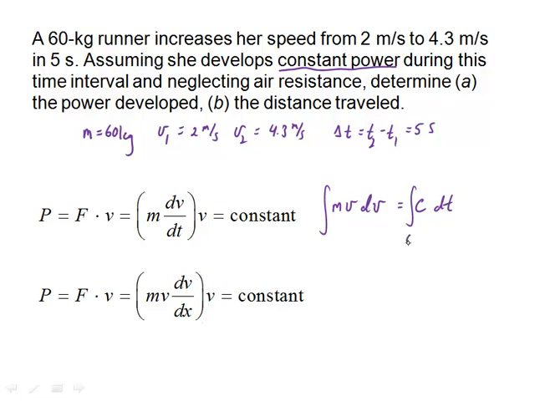So my time, I'll start at time t equal to 0, but I started at a velocity of 2 meters per second. And I end up at some time of 5 seconds, but I ended up with a velocity of 4.3 meters per second. Now my velocity is changing. Again, I don't know how that change is taking place, but it's changing. So the mass is constant. That comes out of the integral. So I get 60 kilograms times v squared over 2. Evaluate this from 2 meters per second to 4.3 meters per second.